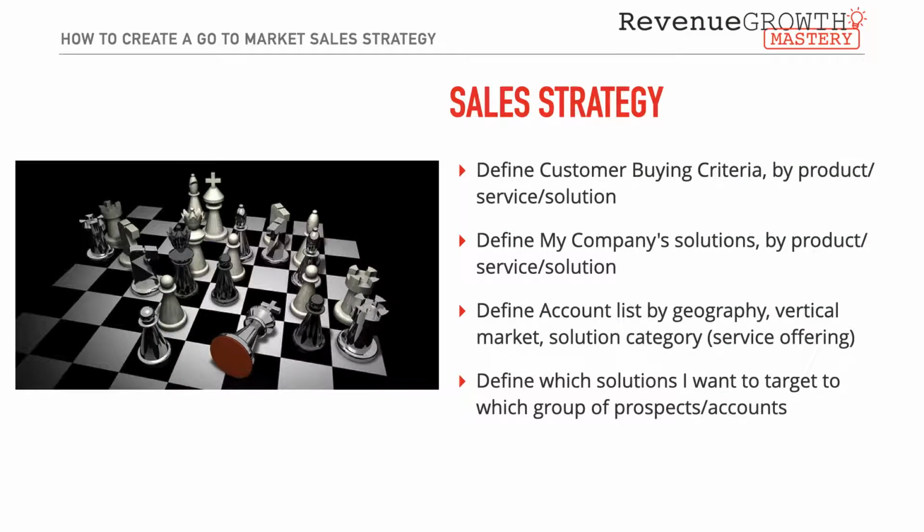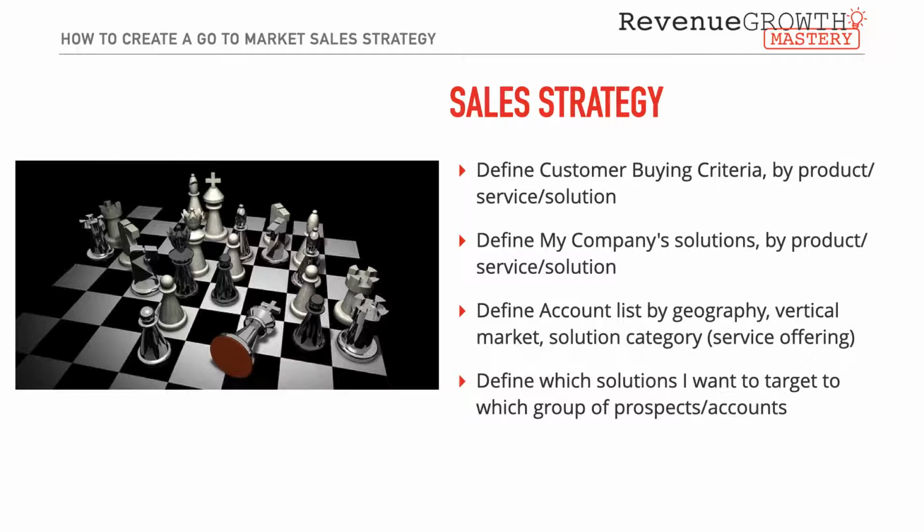Next, we want to get into the sales strategy. So you want to define customer buying criteria by product, by service, or by solution. You want to understand what their criteria needs to be in order to buy your product or your service or your solution. Now, depending on what you're selling, it could be technology, it could be a service. If it's consulting, I want to know what the pain points are that my prospects have that would make them a likely candidate for the service or the product that I can bring to the table. So you have to be very clear on what that is in your business.